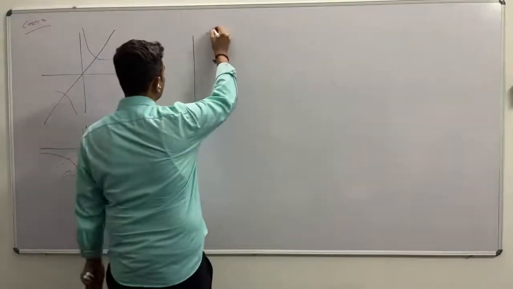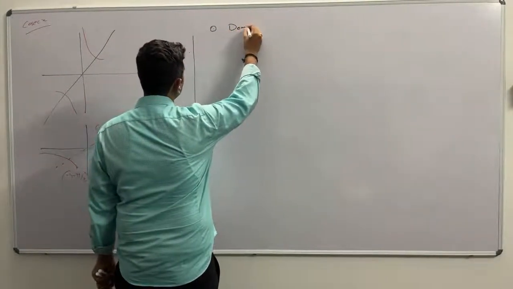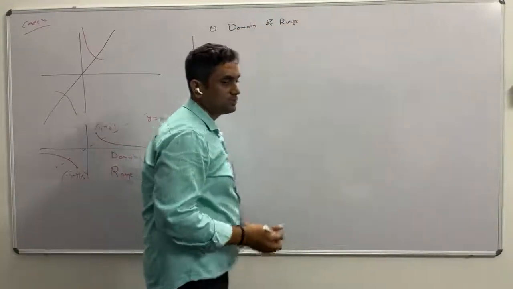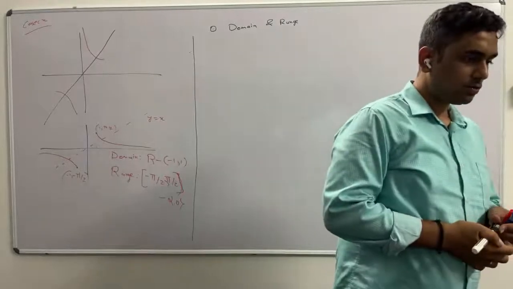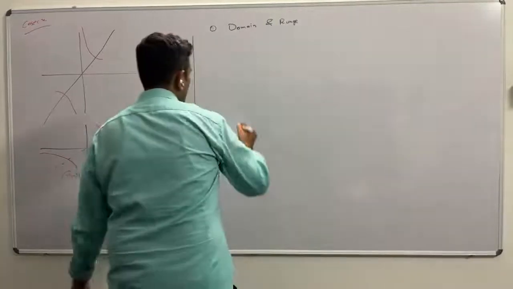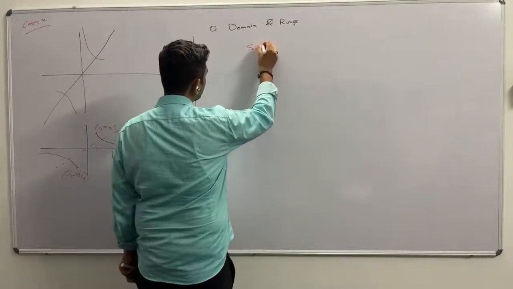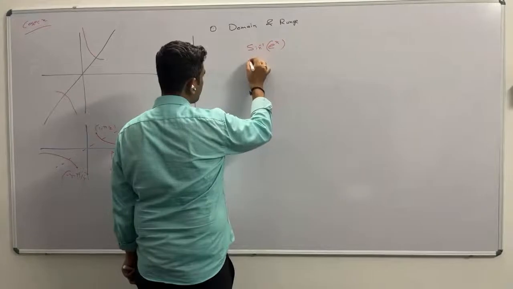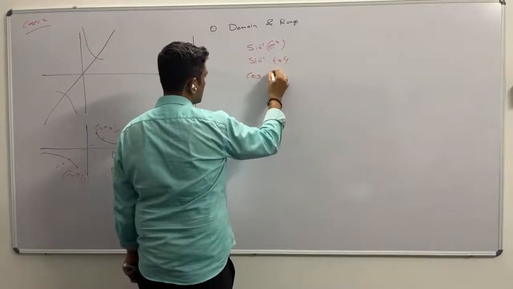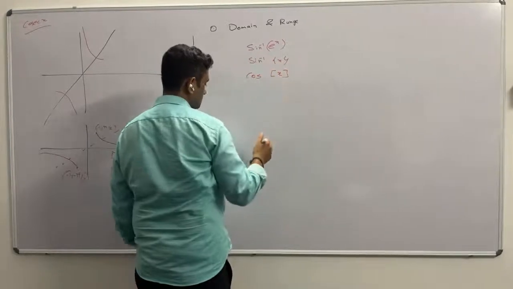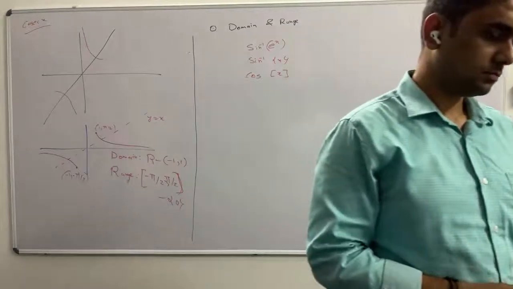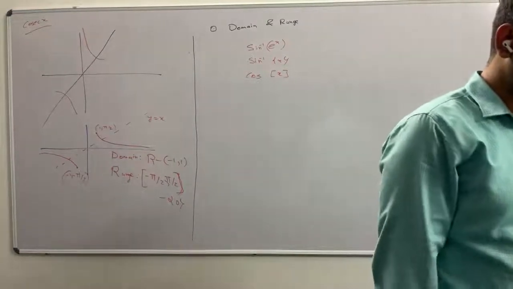You have to find out domain as well as range. We'll take a few questions based on simple domain and range. So you have to find out domain and range for the following ones. That is, find out for sine inverse e power x, sine inverse fractional part of x, cos of greatest integer of x. Find out its domain and range.